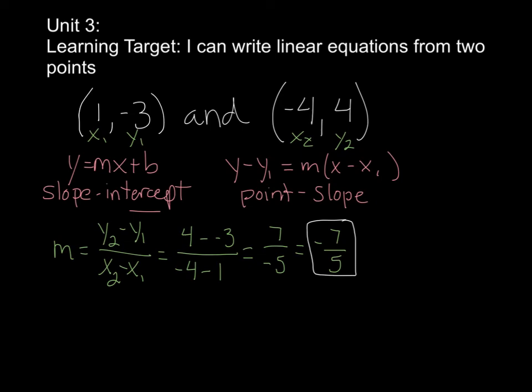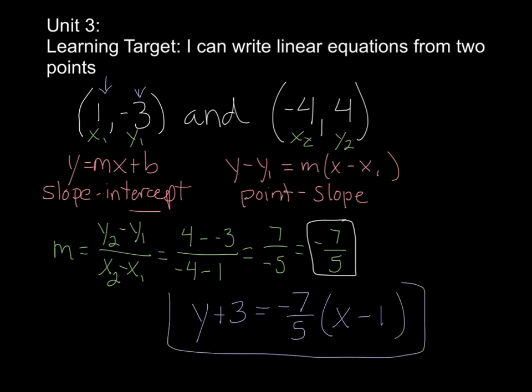So as I write my equation, I get y. Okay, this is -3 right here. So remember, it's going to be the opposite, so I'm going to have +3 equals my slope, -7 over 5, times x. Okay, so this says minus x1. This is a 1, so I'm going to see -1 in those parentheses. And there you have it.